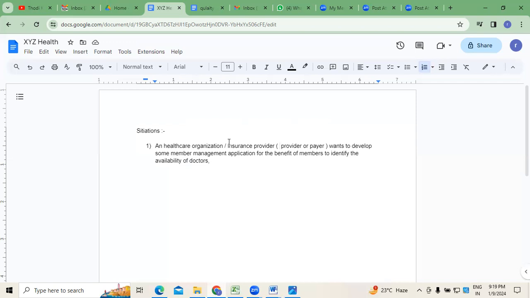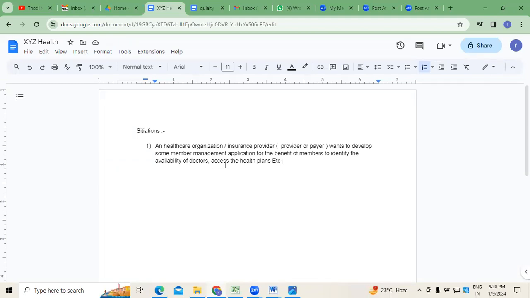Sometimes there are two kinds of things. One, as a business analyst, we are working for a healthcare organization, a healthcare unit, or else a provider or payer. Our company has decided it wants to develop some member management application. For what purpose is the member management application required? It is required to identify members, to identify the doctors, point number one. At the same time, accessing the health plans, etc.